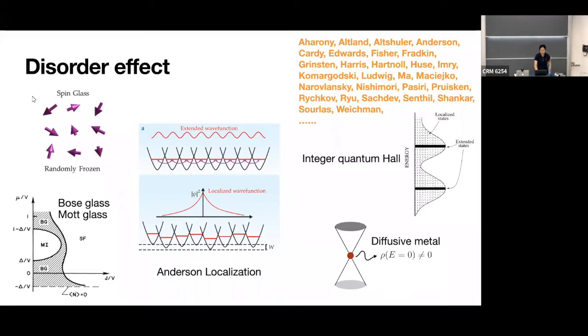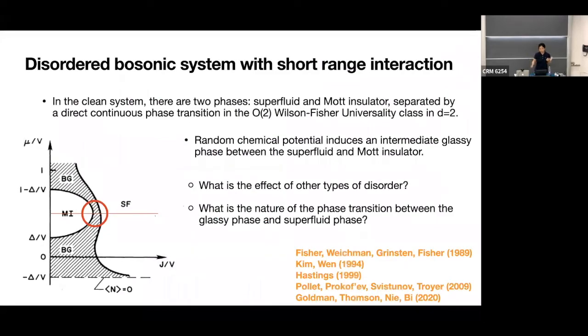The famous example is the so-called spin glass, which avoids ergodicity due to the random exchange coupling between spins. And if we have a fermionic system, the fermions would have a random chemical potential, which makes the free fermion become a localized fermion. This is the famous Anderson localization. Also, disorder surprisingly can help us to measure the quantized transport in, for example, the integer quantum Hall effect. And there are many other interesting phases induced by the disorder effect, such as Bose glass, Mott glass, and also diffusive metal, and so on. So today I'm going to focus on bosonic systems.